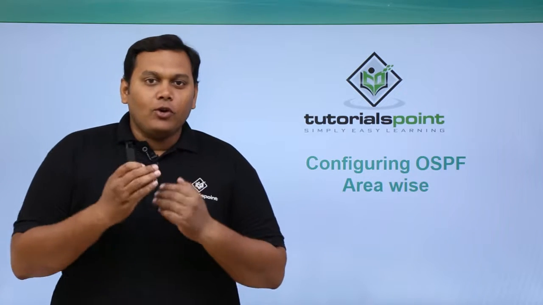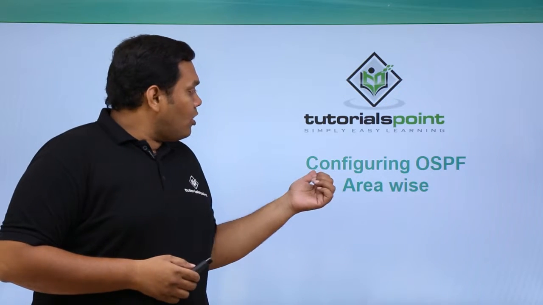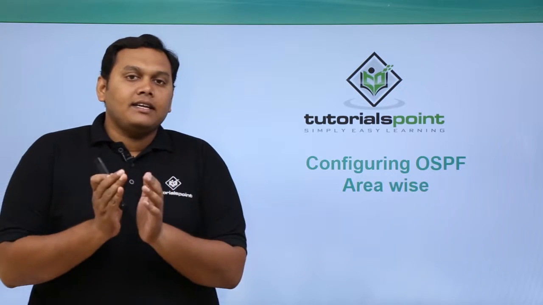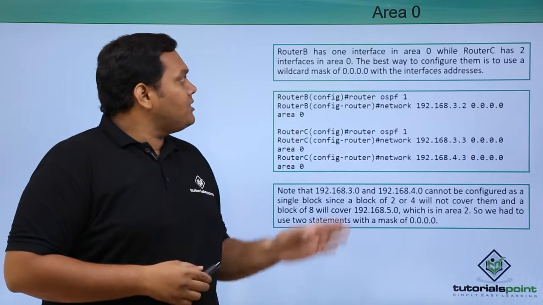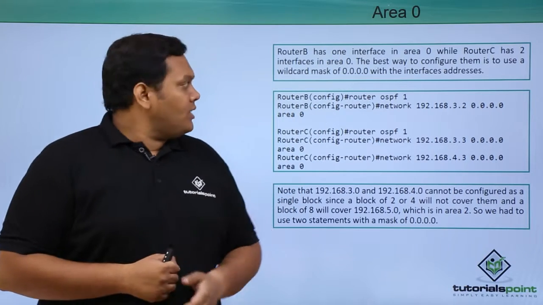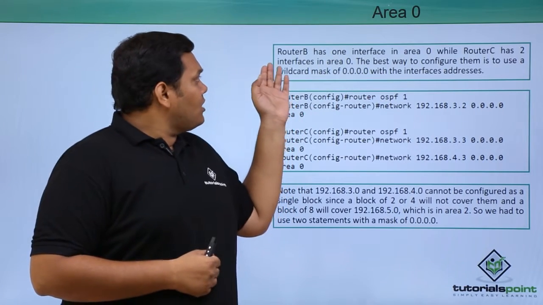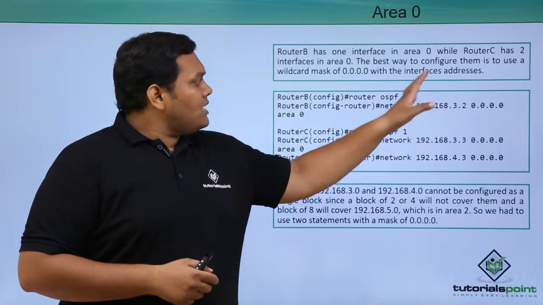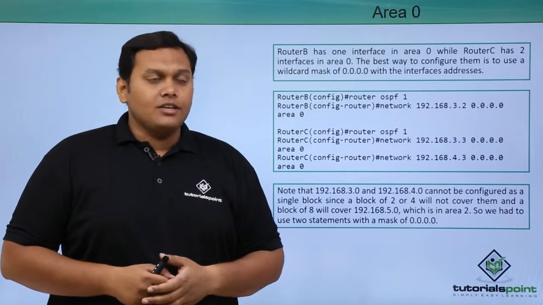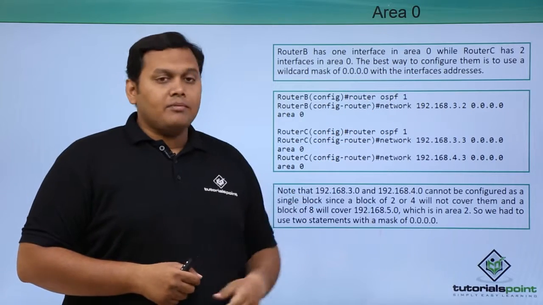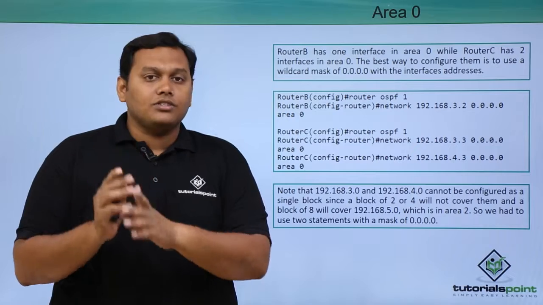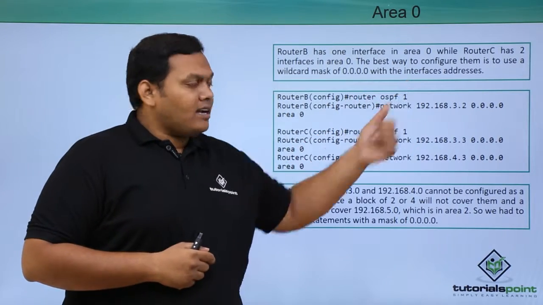In this video, we are going to discuss how to configure OSPF area-wise. So, how do we configure OSPF area-wise? We see it with area 0 here. In area 0, if you observe, router B has one interface in area 0, while router C has two interfaces in area 0. So, the best way to configure them is to use the wildcard mask 0.0.0.0 with the interface addresses here.